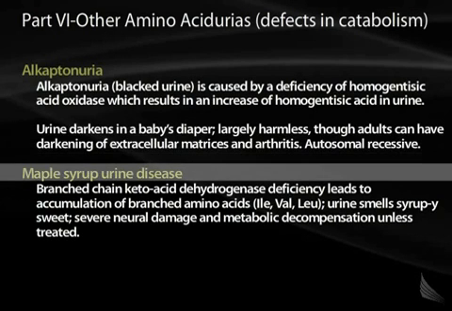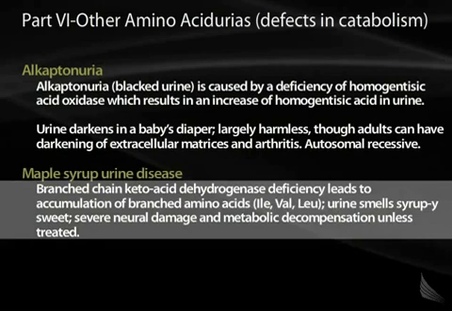Maple syrup urine disease is caused by branched-chain ketoacid dehydrogenase deficiency, and it leads to accumulation of branched amino acids such as isoleucine, leucine, and valine. It's characterized by a urine that smells very sweet, almost like maple syrup, hence the name. Severe neural damage and metabolic decompensation can also occur if it is not treated.